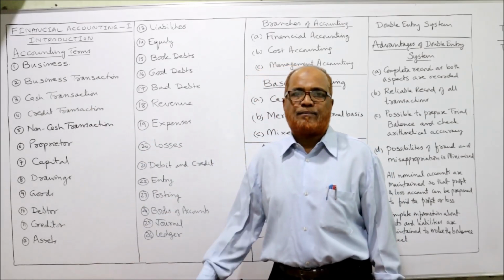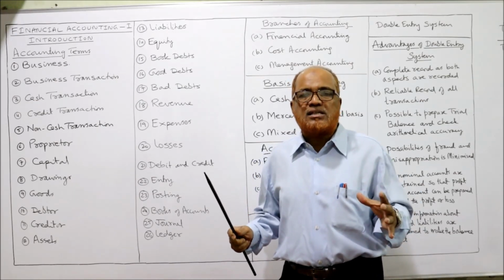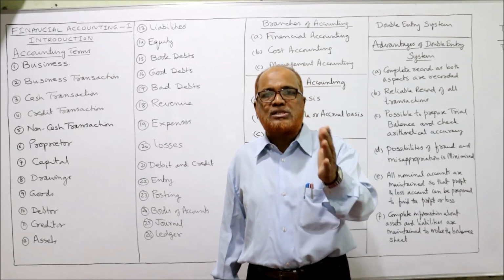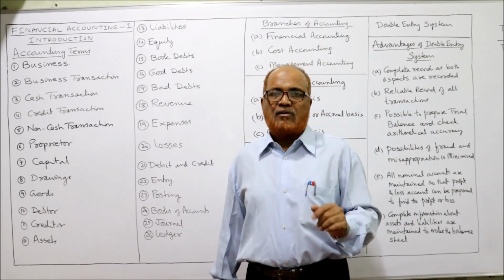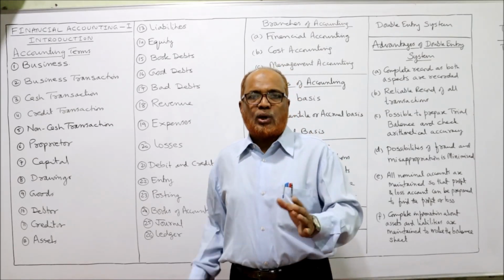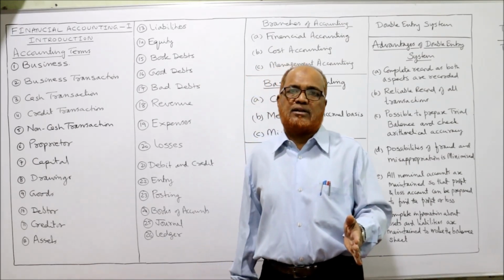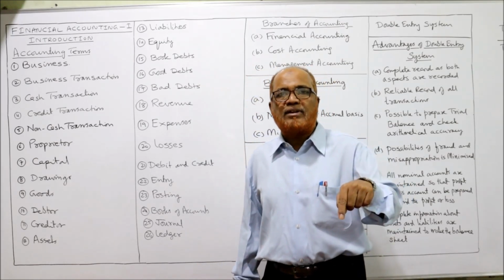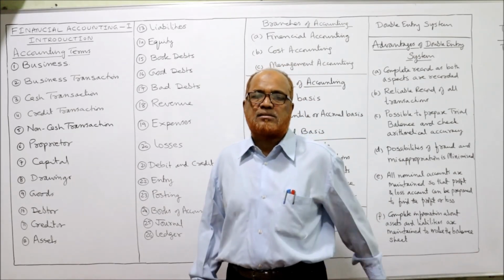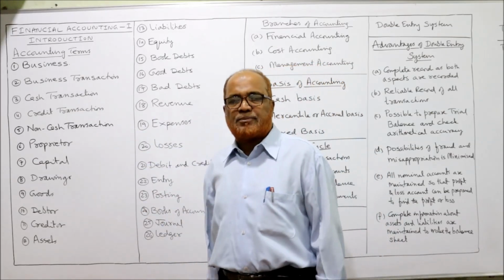First one, business. A business is an economic activity which is concerned with producing or distributing goods and services with the aim of earning profit. So it is a business activity. Business activity is an economic activity which is concerned with producing or distributing goods and services with the aim of earning profit.